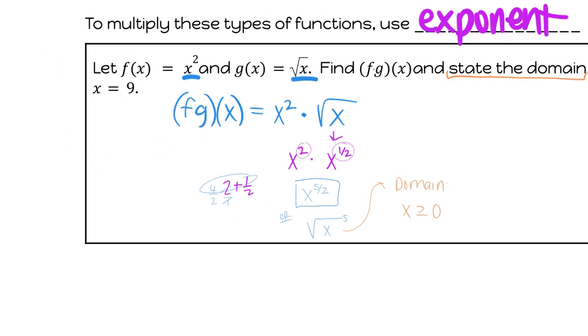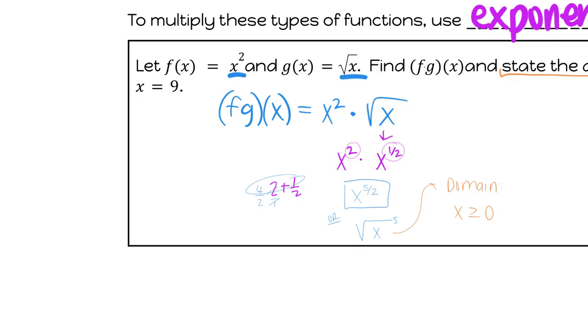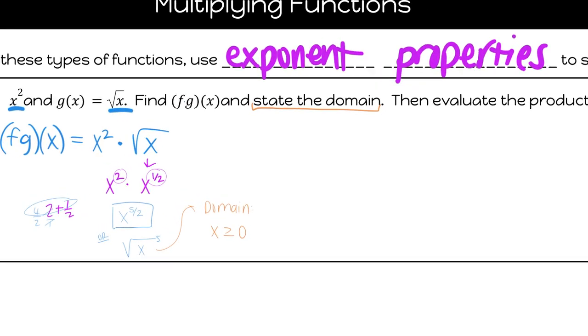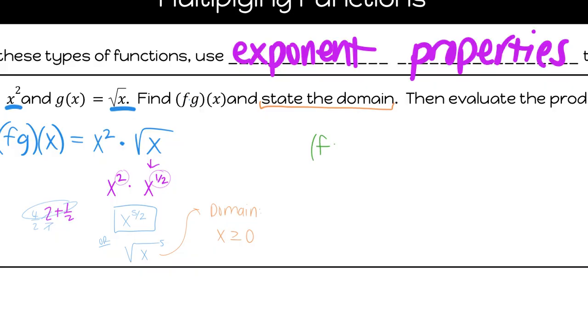Now let's do our final step. They want us to evaluate this when x equals 9. So I'm going to do that over here. So f times g of 9 would equal, and again, I'm just substituting 9 in for x over here. So it would be 9 to the 5/2. If you think of that as a root, that's the square root of 9 to the 5th power, which would be 3 to the 5th power, which gives us 243.